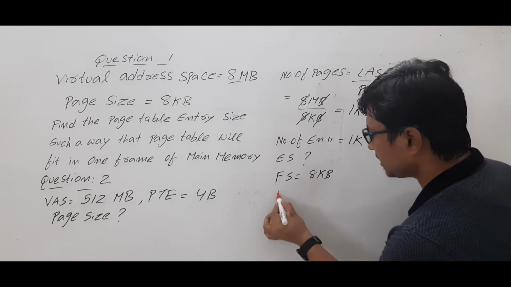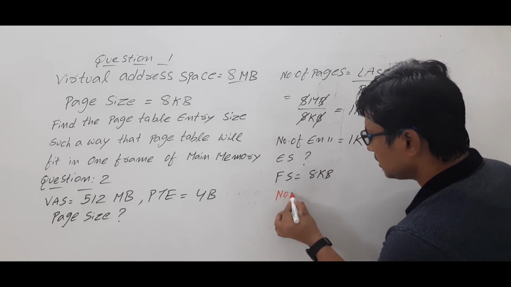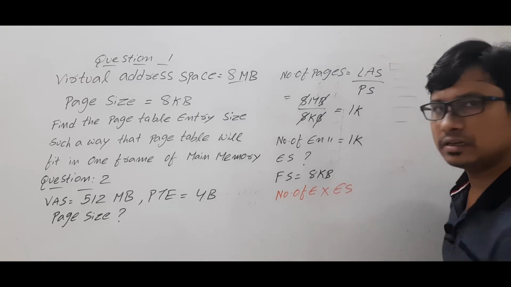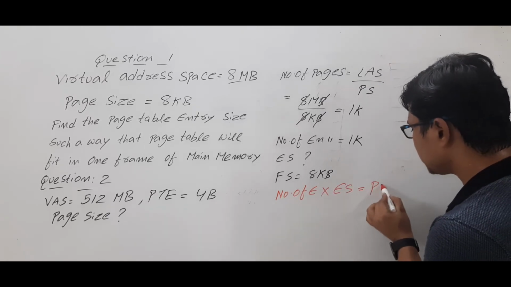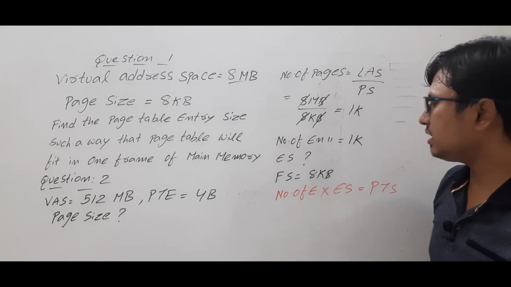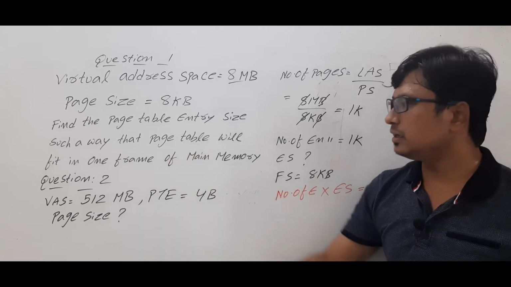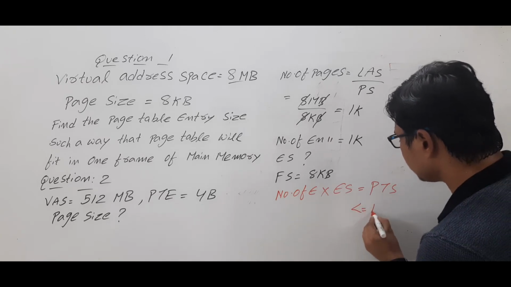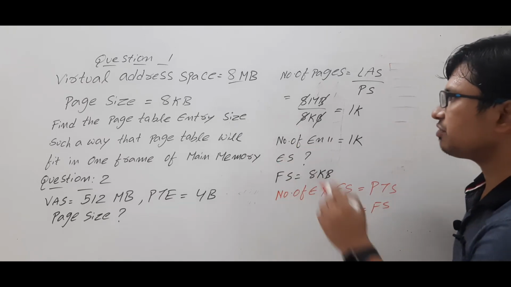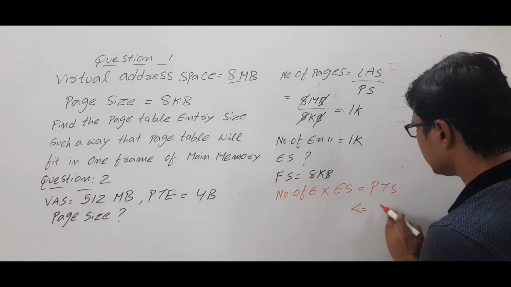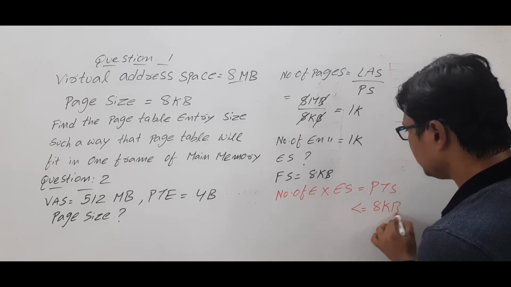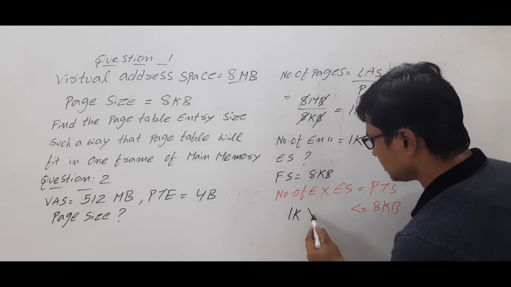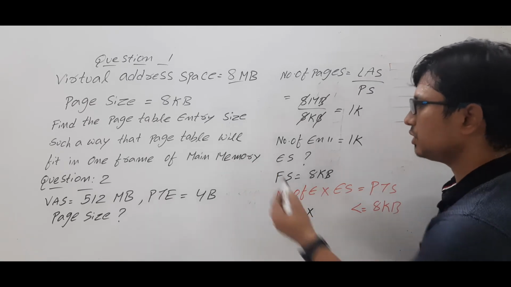So number of entries into entry size is equal to page table size. Now what they are telling, it should fit in one of the frames. So max it will be frame size. Okay, what is the frame size? Frame size is 8 KB. So number of entries are 1K entries, and the entry size you need to compute.